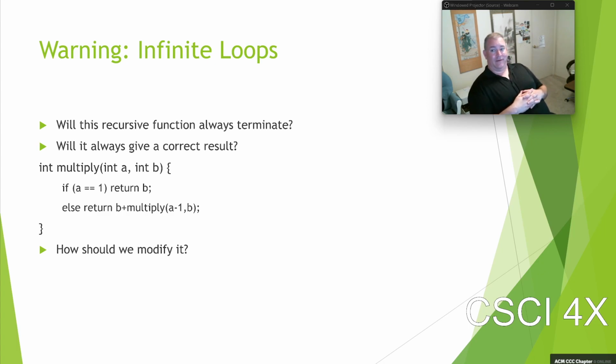If A equals 0, yeah. Like if you multiply 0 times 5, you should get 0, right? But this code is going to infinitely loop, and probably going to segfault with 0, and also negative numbers are also not handled.